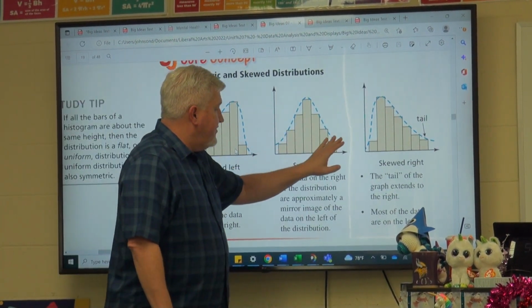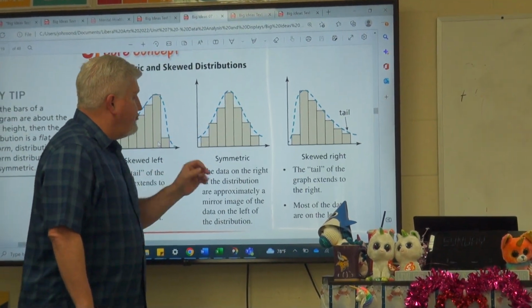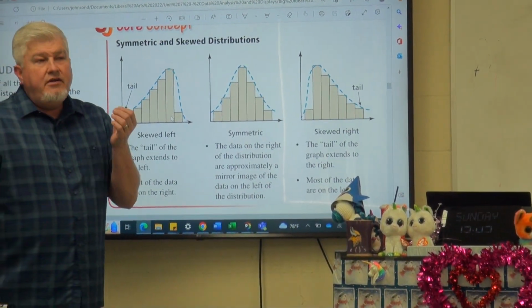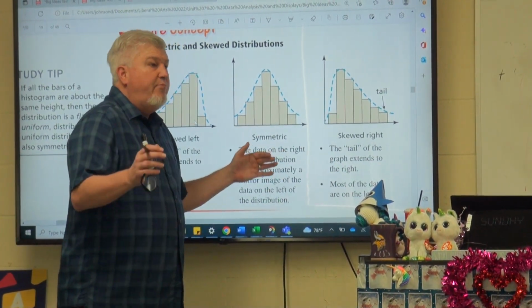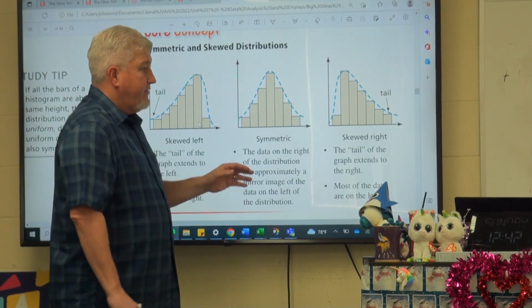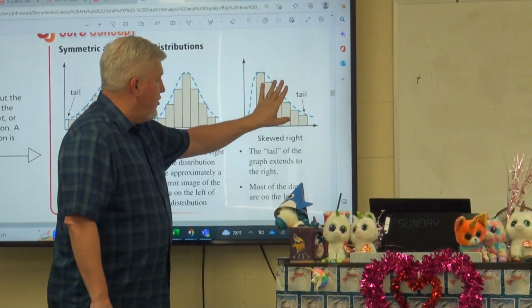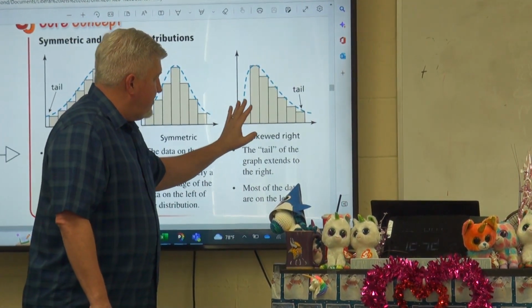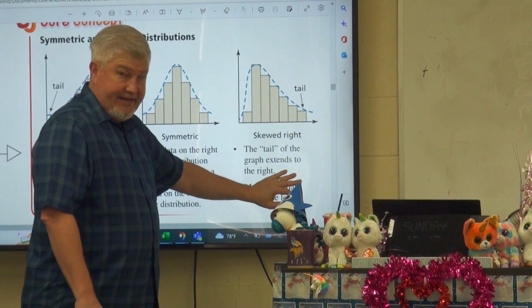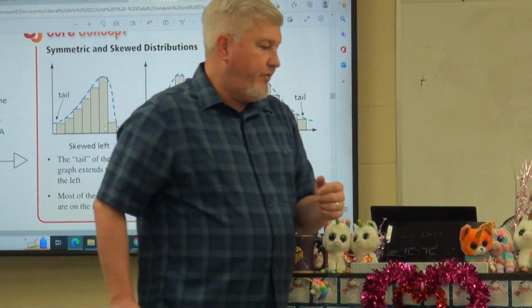Here we see symmetric. It's mostly right in the middle, laid out. They drew this perfectly. Almost never will your data look perfect for the center, but roughly it will look that way. And then here we have skewed to the right. You see that most of the data is to the left, with the tail extending off to the right. So this is called skewed to the right. Basic vocab that you need to know.